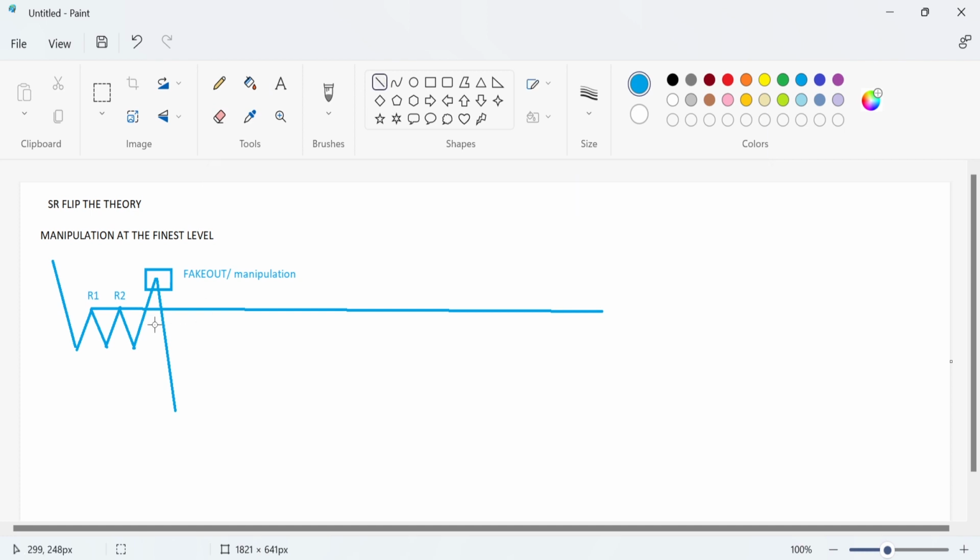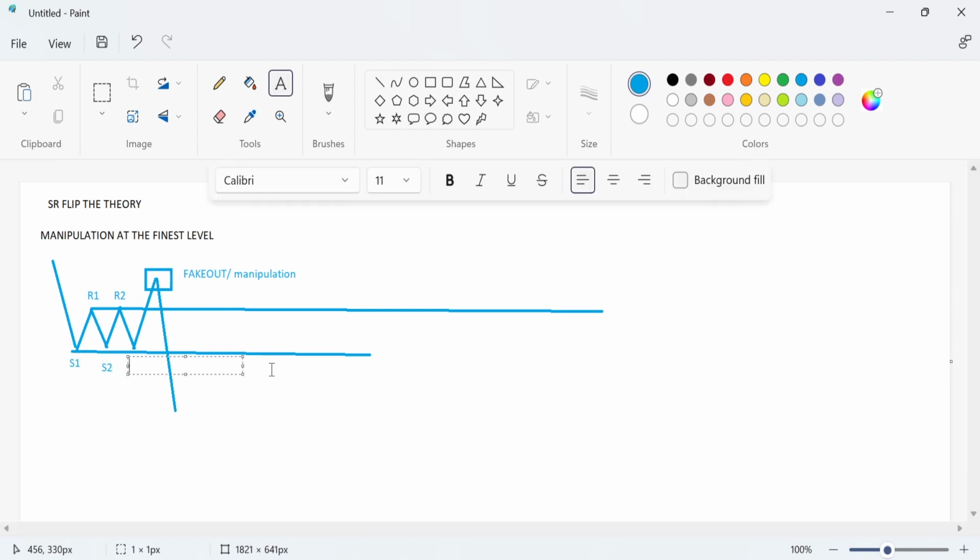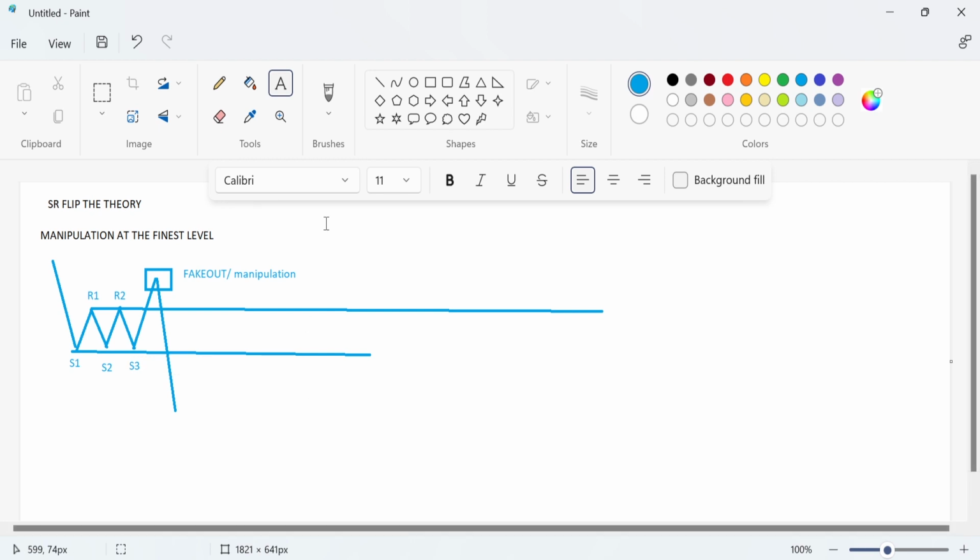Right at the bottom we have 3 supports: S1, S2, S3. On S1, S2, S3 there are lots of retail traders who will buy. Those who buy at support have their stop loss below the support, and a stop loss is equal to a sell stop. As for breakout traders, when they see S1, S2, S3 break, they will sell instantly.